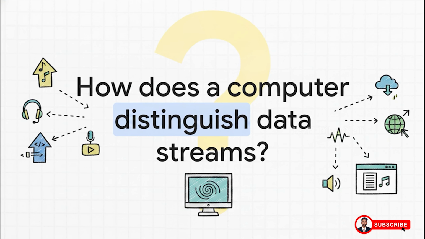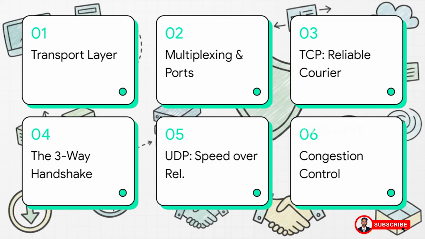Think about this for a second. How does your device manage so much simultaneous data without getting it completely mixed up? I mean, imagine you're streaming music, downloading a massive file, jumping on a voice call, and browsing the web, all at the exact same time on the exact same device. Every single bit of that incoming data is arriving at the same IP address. So how does your computer know not to play a piece of HTML code through your speakers or feed your voice call audio into your web browser? Well, here's our roadmap to finding out. We're going to cover the transport layer, multiplexing and ports, TCP, the three-way handshake, UDP, and finally congestion control. Let's get right to it.